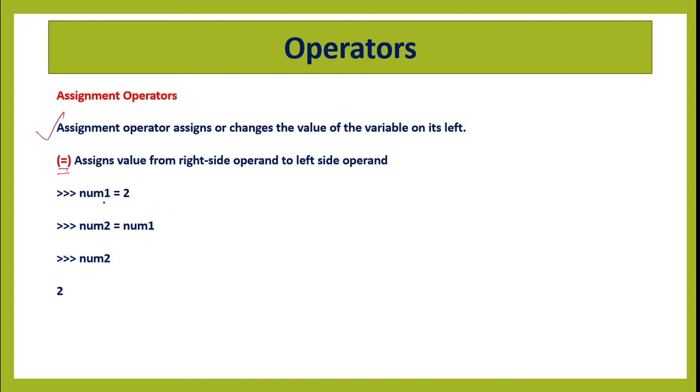See the example, num1 is equal to 2. This one is the right hand side, this one is the left hand side. We are assigning the value 2 to the left hand side. Then the next one, num2 is equal to num1. Again we are assigning the right hand side value to the left hand side. Now we are trying to print the num2 value. So num2 value is 2 now.